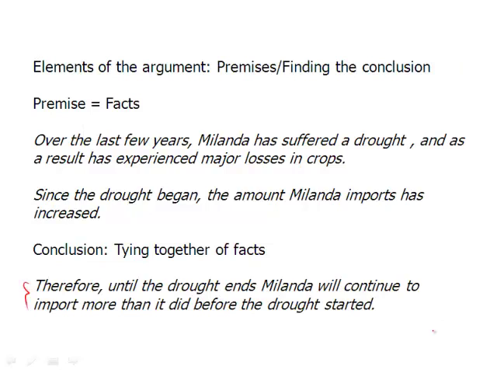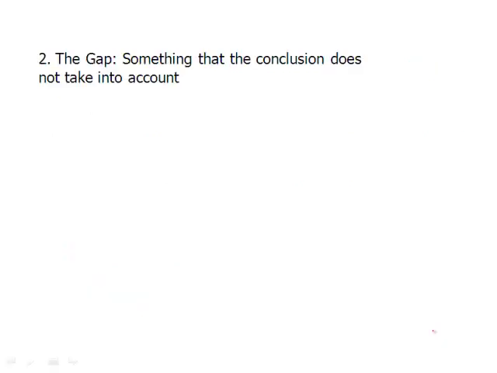So you can see here's the conclusion stated. It's word for word, but the gap is something that the conclusion does not take into account. Moreover, it's something that's not even printed. It's this missing piece, and that's what makes it difficult to find. So, what is the gap? What are we talking about here?